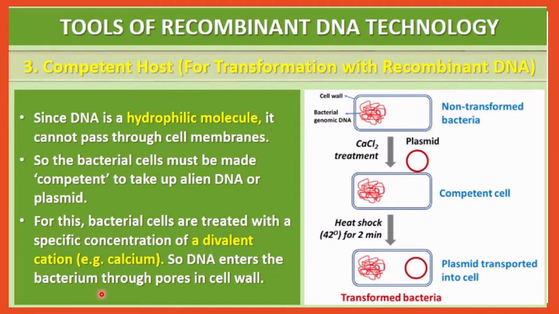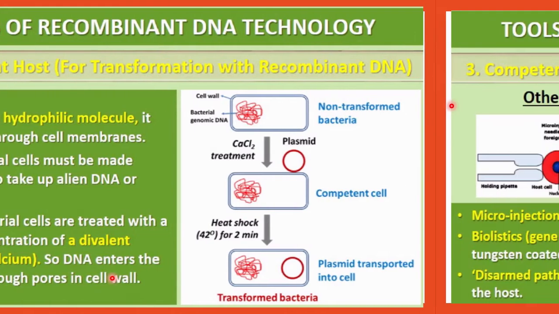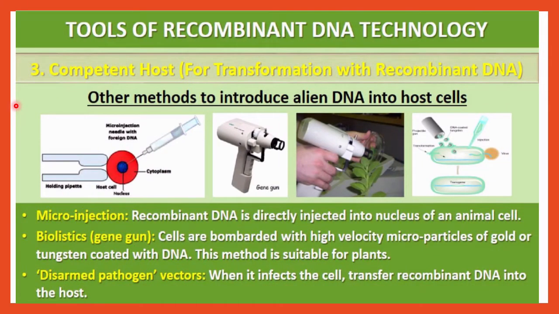So DNA enters the bacterium through the pores in the cell wall. During recombinant DNA technology, it is a very important step that the recombinant plasmid must enter inside the host cell. But during entry, DNA or a plasmid is prohibited for two reasons: DNA is negatively charged, and DNA is a macromolecule, a large molecule. That's why it cannot directly enter the host cell, and for that we have to make them competent by using several methods, and one such method is microinjection.